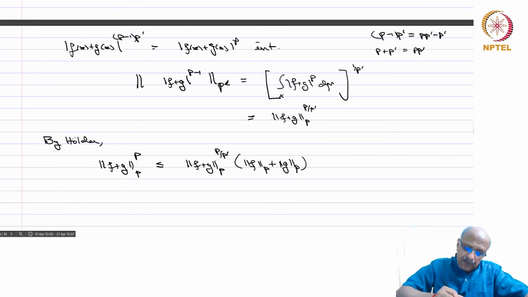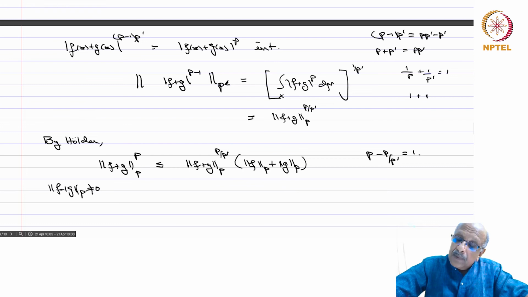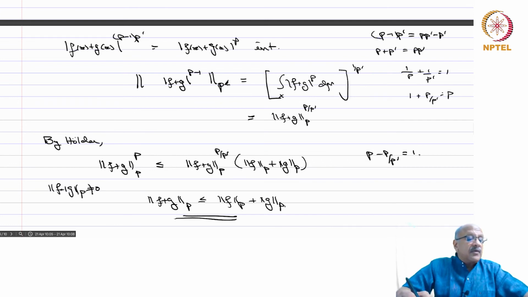Now, because ||f+g||_p is not 0, you can divide, and then p minus p/p' is nothing but 1, because 1/p plus 1/p' equal to 1, so 1 plus p/p' equal to p. So you get ||f+g||_p is less than or equal to ||f||_p plus ||g||_p. So this proves Minkowski's inequality.